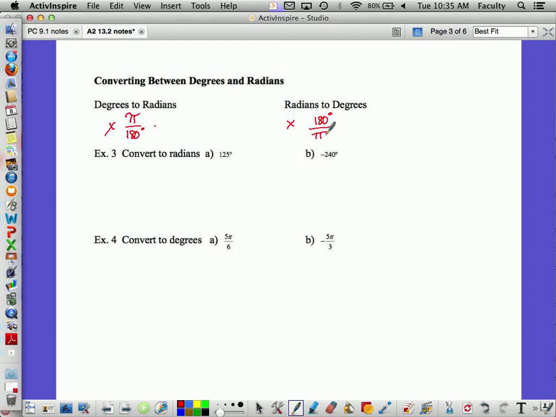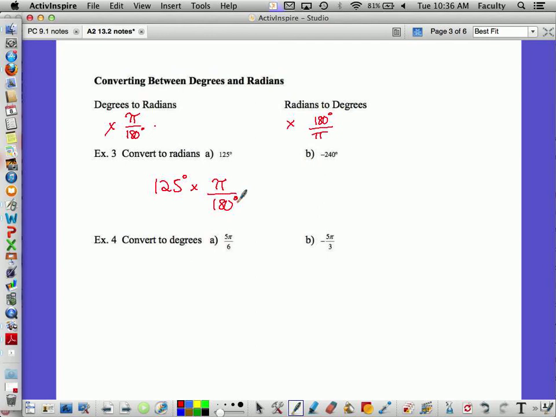So now, I do not want you using a calculator on these, because we've got to learn how to do this without. In example 3, it says convert to radians. I have 125 degrees. So I want to put this in radians, so I want the radian in the top and the degrees in the bottom. So I don't memorize pi over 180 or 180 over pi, I just stop and think. I know pi equals 180 degrees, and I want radians, so the pi goes in the top.